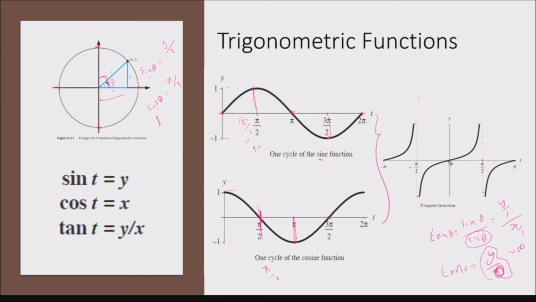Obviously it will go 0 when y is 0, at these points, but when it comes to 90 degrees, there's no definition for tan. Those are the functions I'd like to point out here and the behavior of it.